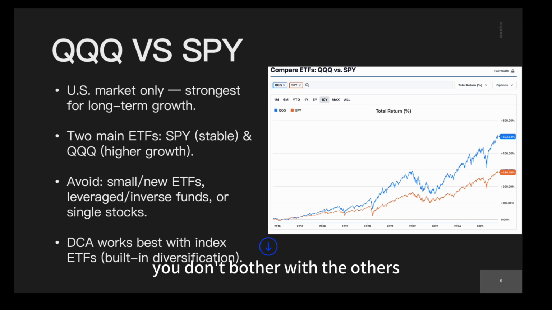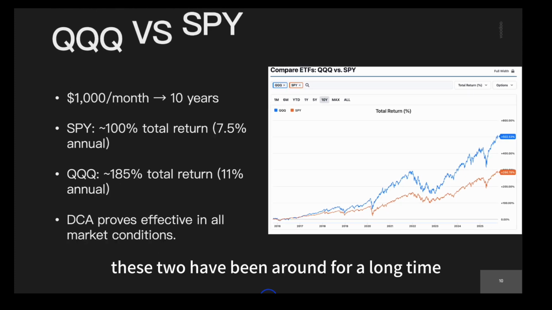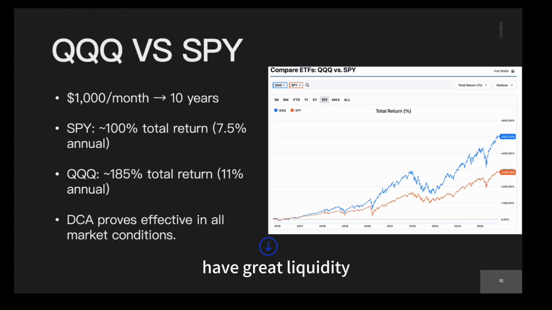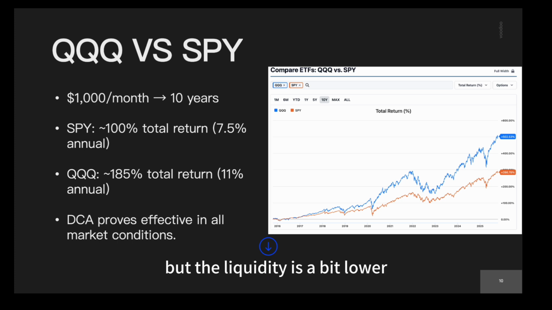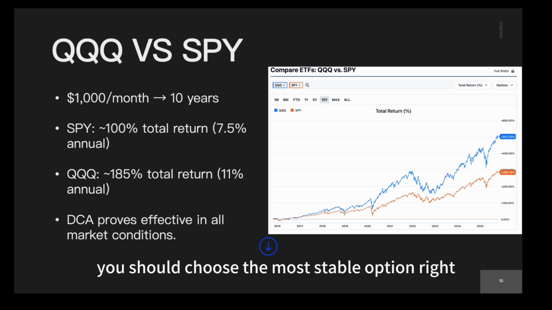Don't bother with the others. These two have been around for a long time, have great liquidity, and are run by big, reliable institutions. Some people might ask, what about VOO? Well, that's almost the same as SPY, but the liquidity is a bit lower. Since you're doing a long-term plan, you should choose the most stable option, right?